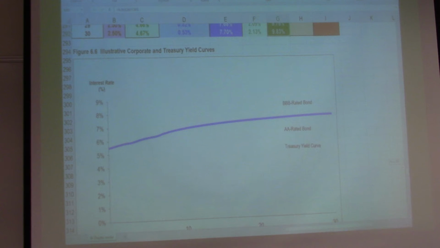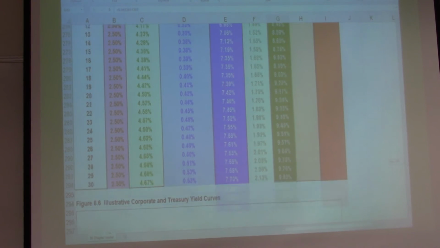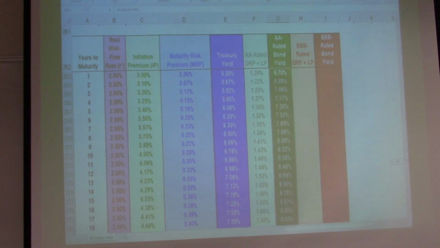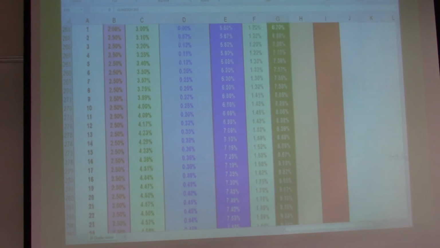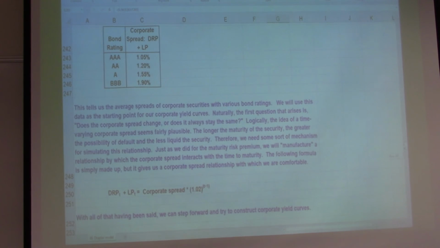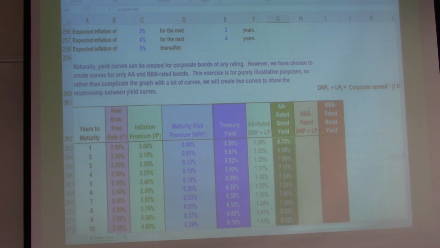It seems right. And BBB is the same, except you use 1.9.